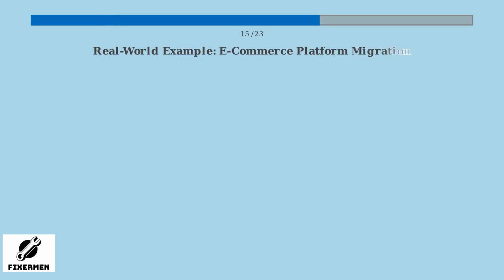Imagine an online retailer migrating their e-commerce platform and encountering widespread 401 errors. The root cause? Outdated API keys in the production environment. Regenerating the keys and implementing a token refresh script resolved the issue, minimizing downtime. This shows the importance of proper credential management during major updates.